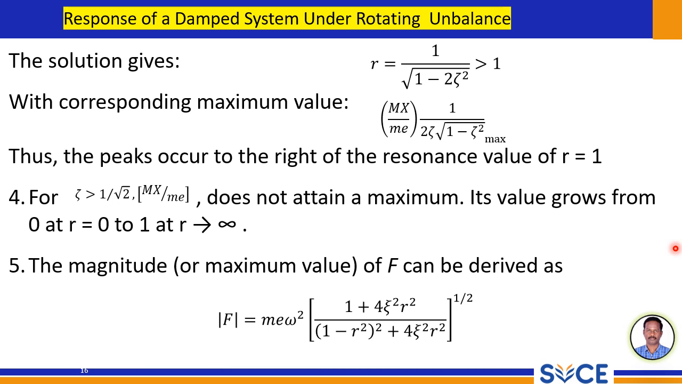The last point: the force magnitude is directly proportional to the unbalance and the square of the operating frequency. The term inside the square root involves both the frequency ratio and damping ratio, indicating their influence on the force experienced by the system. Understanding these relationships between damping, amplitude, and force is crucial for designing systems. By carefully selecting damping parameters, engineers can control vibration amplitudes and ensure the stability and longevity of the systems.